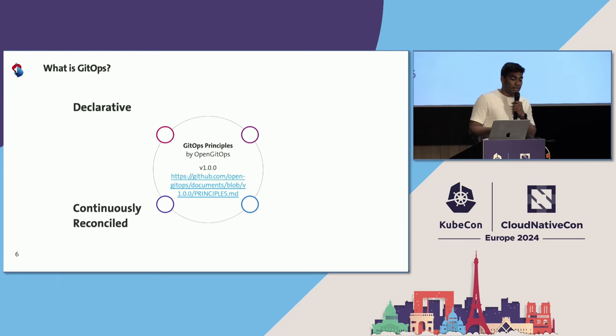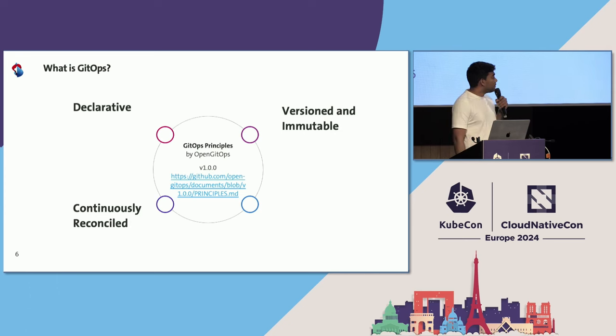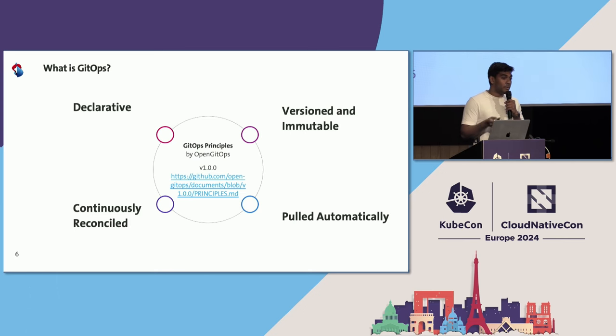The second principle is that it's continuously reconciled. So the software agents running on your system observe the actual system state and try to apply the desired state. The third is that it's versioned and immutable. So your desired state is stored in a way that enforces immutability, is versioned, and also retains the complete version history. The last is that it's pulled automatically. The software agents automatically pull the desired state from the source.